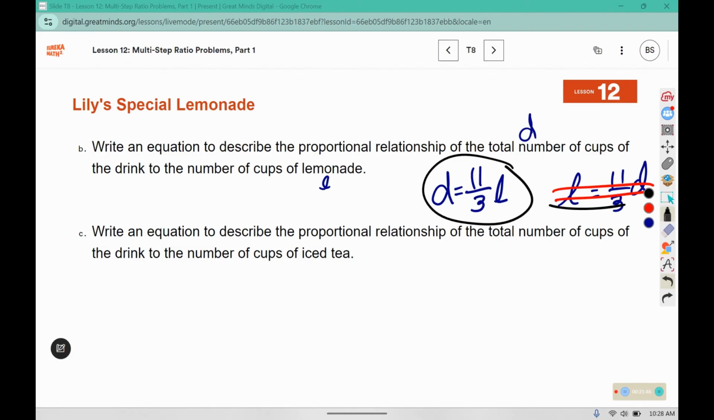Write an equation to describe the proportional relationship of the total number of cups in the drink, so still D, to the cups of iced tea. The tea had 8 and the drink had 11. We know that the drink amount is bigger than the parts, so we should write the drink is 11/8 of the amount of tea in the drink.